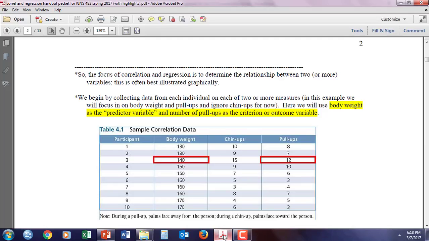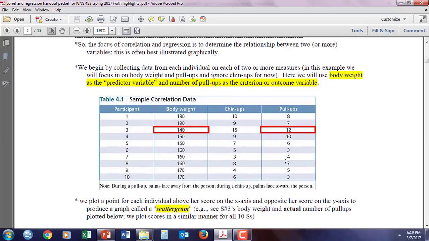On page 2, you see that we've collected some raw data, in this case on 10 different subjects. And I'd like to focus in for just a minute and see that we can have measures for each of these 10 subjects on body weight. We can have measures for each of these 10 subjects on the number of pull-ups that they're able to do. And I've highlighted for you subject number 3: he is 140 pounds and he's able to do 12 pull-ups.